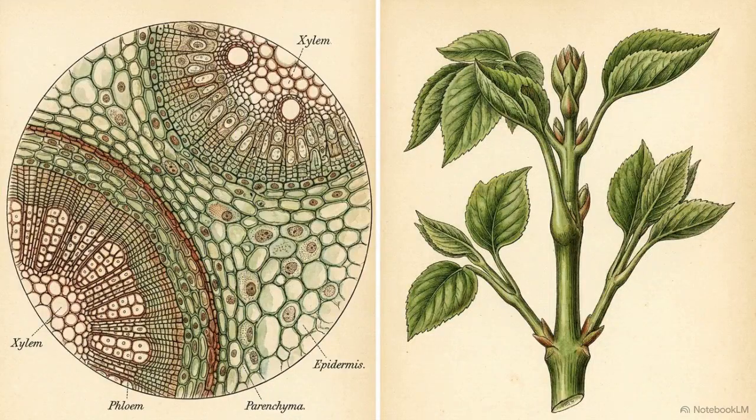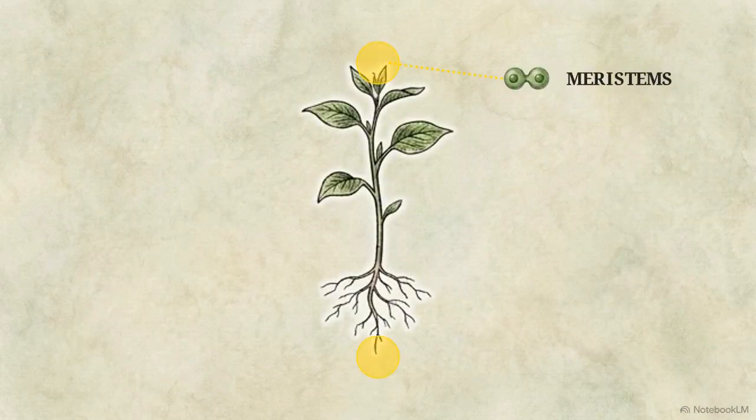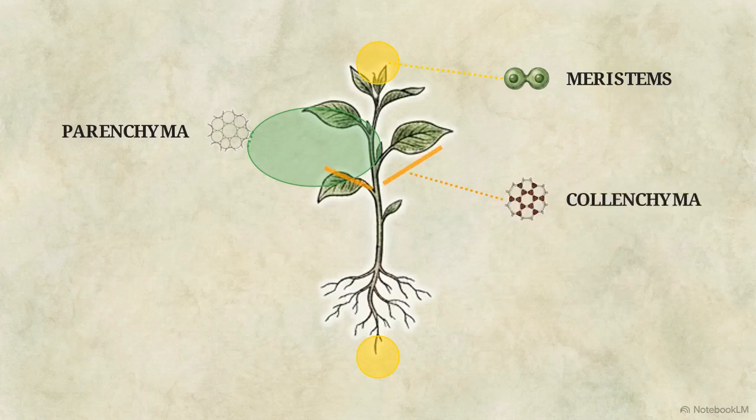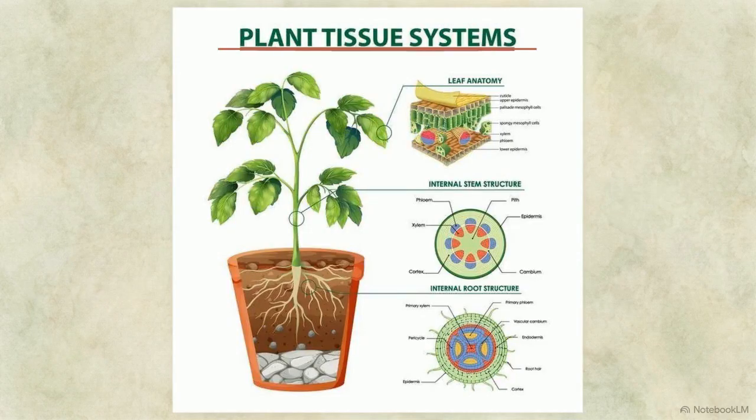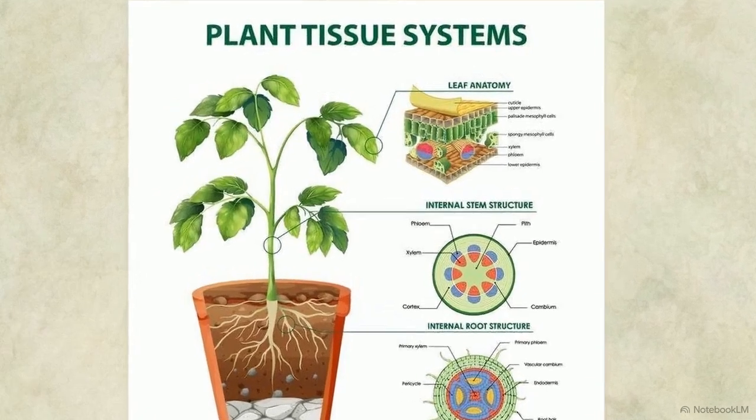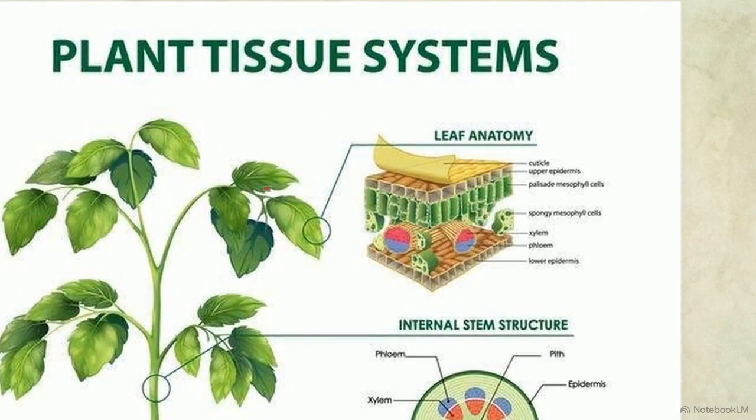Now that we've isolated these tissues under a microscope, we have to map them back onto a living organism to see how they collaborate. A plant needs meristems at its tips to grow, parenchyma in its leaves to capture sunlight, collenchyma in its stalks to bend, and complex tissues to carry its water. This diagram of a tomato plant shows how tissue systems are distributed across roots, stems, and leaves. Zooming into the leaf anatomy box, simple parenchymatous mesophyll cells surround the complex xylem and phloem bundles, working together as a whole.